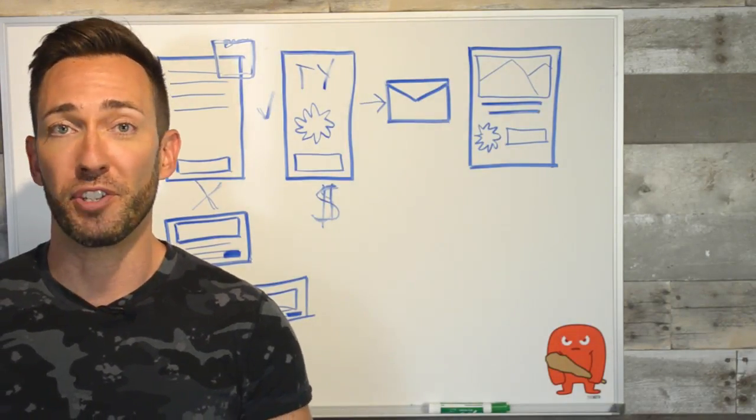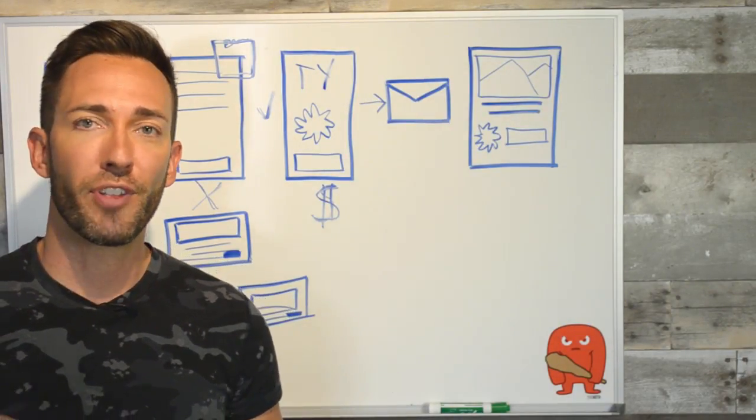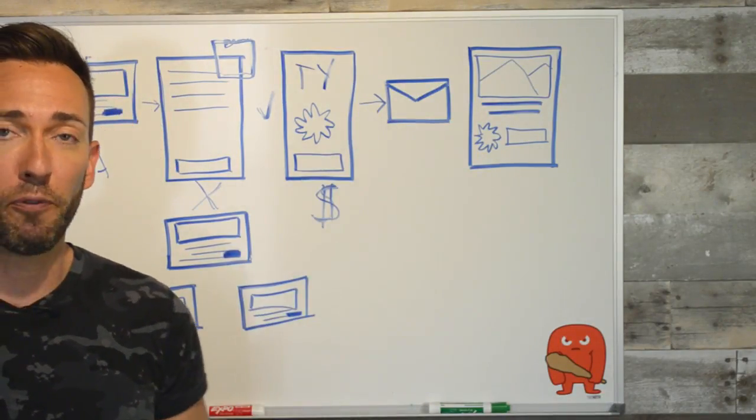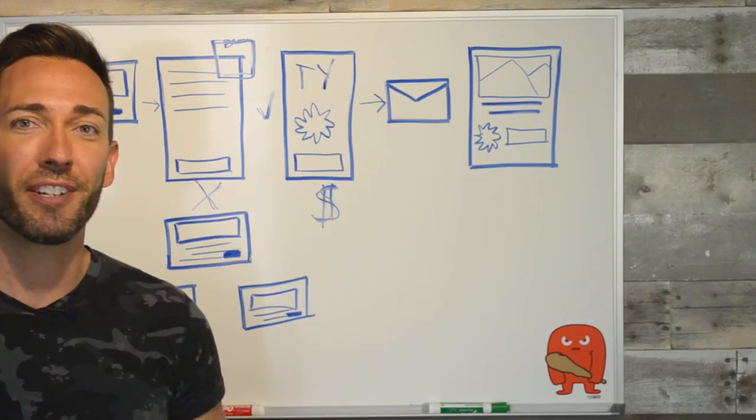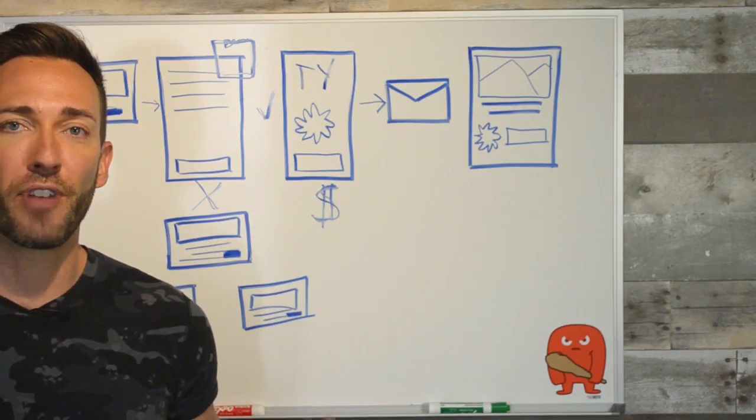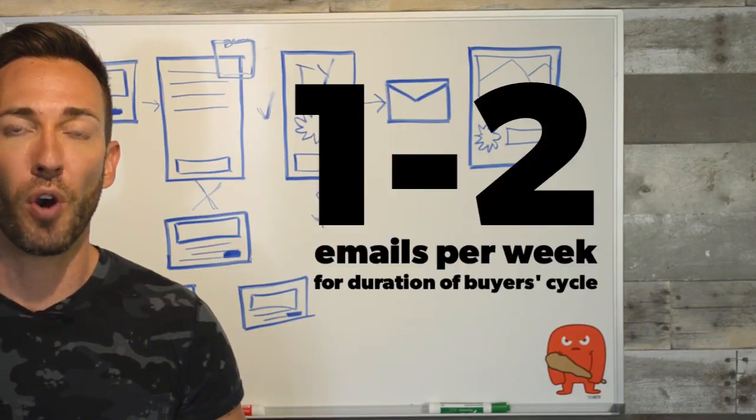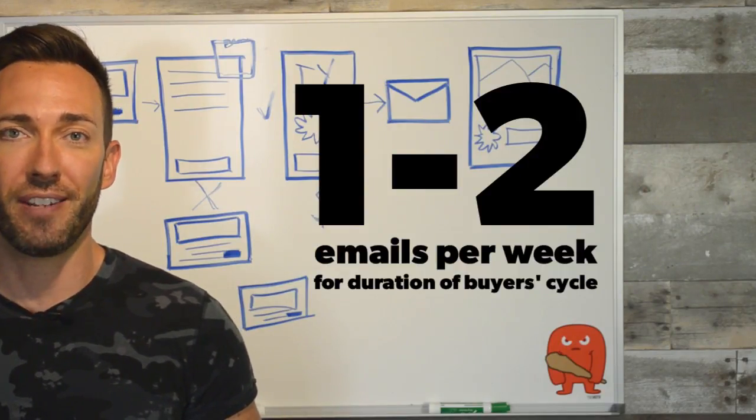Maybe that's a month, maybe it's 3 or 6 months. Whatever that is, you're going to want to come up with enough emails, helpful, actionable tips in these emails, to last you for that entire buyer cycle. So I would recommend 1 or 2 emails per week to be sent.